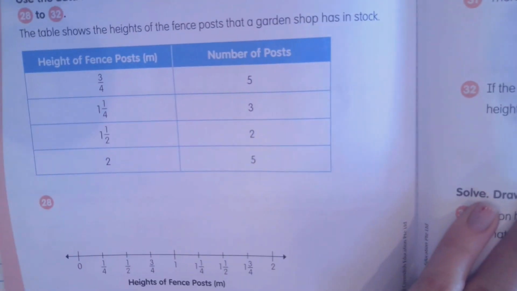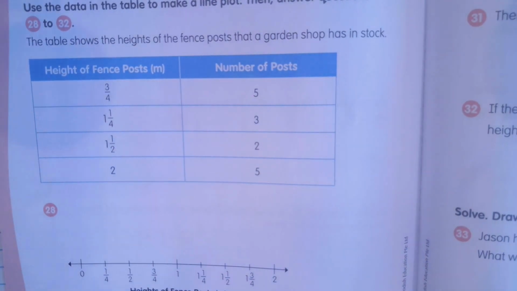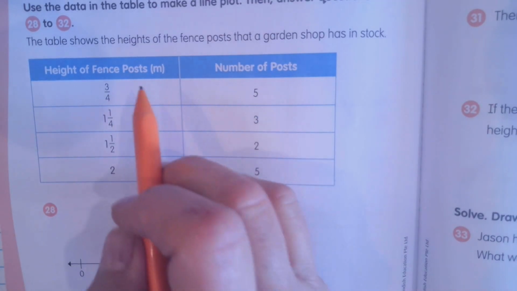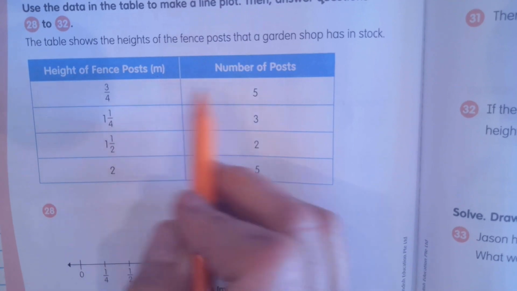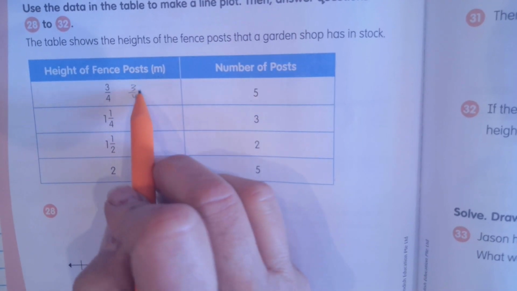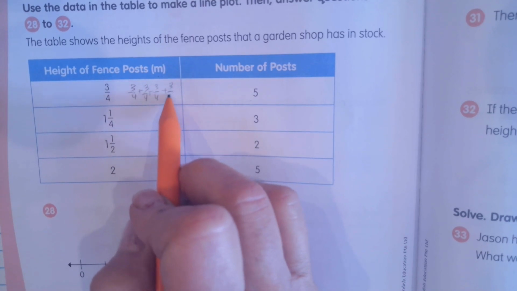So I'm going to do this problem right here. The table shows the heights of fence posts that the garden shop has in stock. There's 3/4 meters and there's 5 of them. So basically you're going 3/4 plus 3/4 plus 3/4 plus 3/4 plus 3/4.